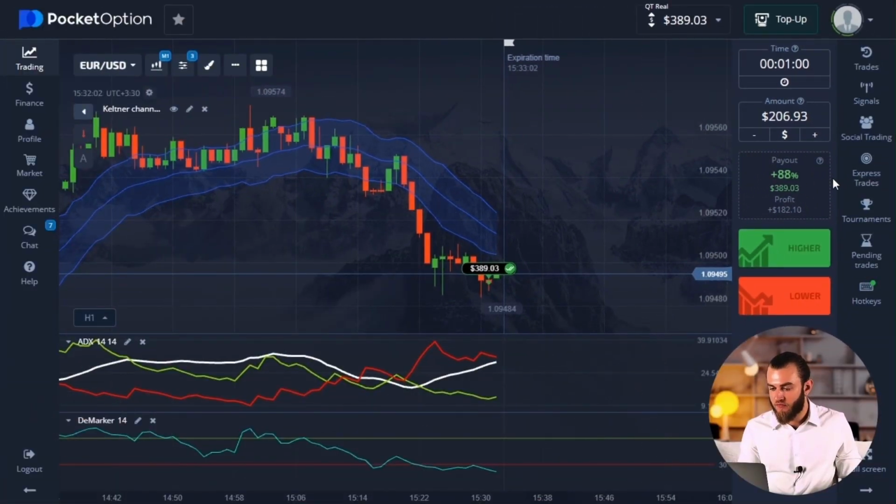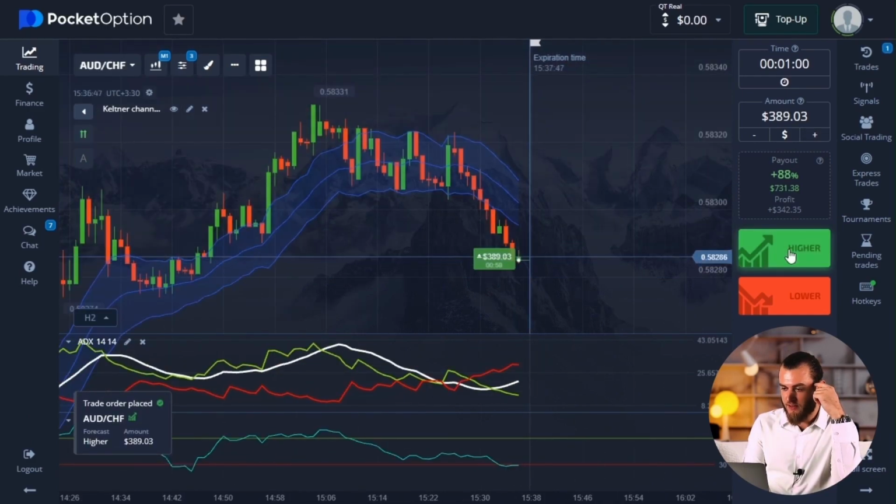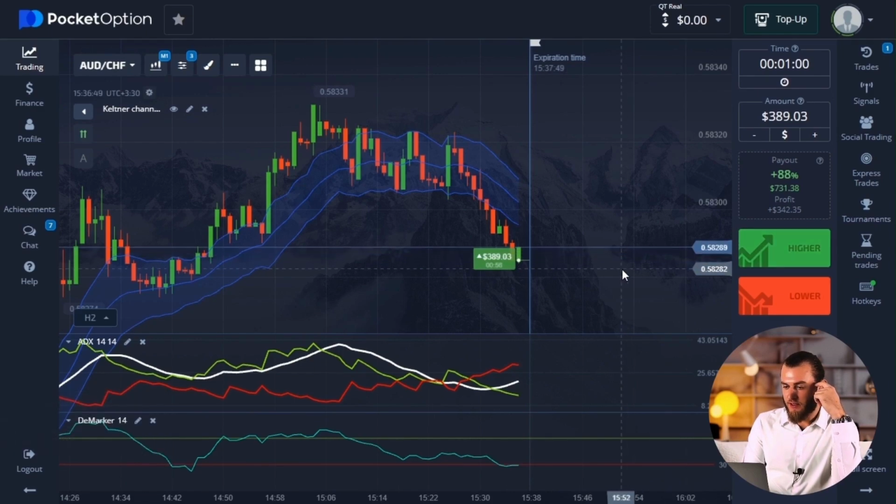Closing level wasn't comfy, but nevertheless we're in black. Let's move on to a new one. What is on today's agenda? I'm opening a trade for an increase, and let me explain my logic.